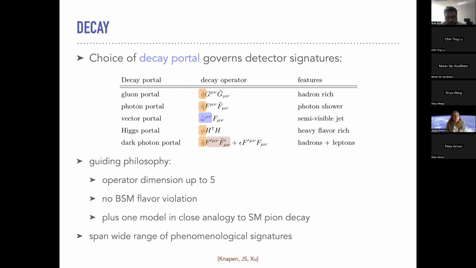All right. So decay, again, this is where we start to make contact with the standard model. It's easier to say concrete things. The choice of decay portal, how the dark mesons couple back to the standard model, is what's most responsible for setting what the actual detector signatures are. It doesn't control the overall energy, but it controls what final states appear, and it has a huge impact on the possible lifetimes that the mesons can have. So in this paper, Simon Chudong and I wrote down a variety of decay portals and studied the consequences.